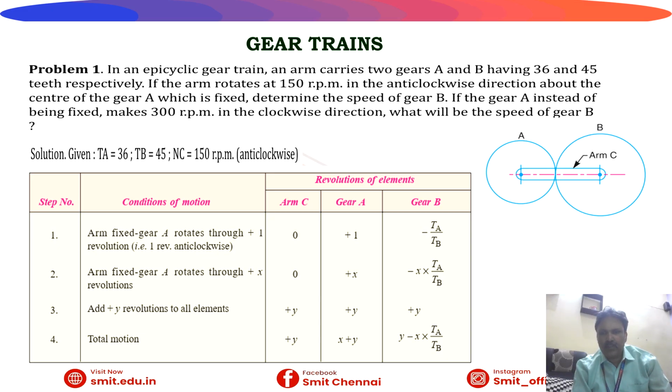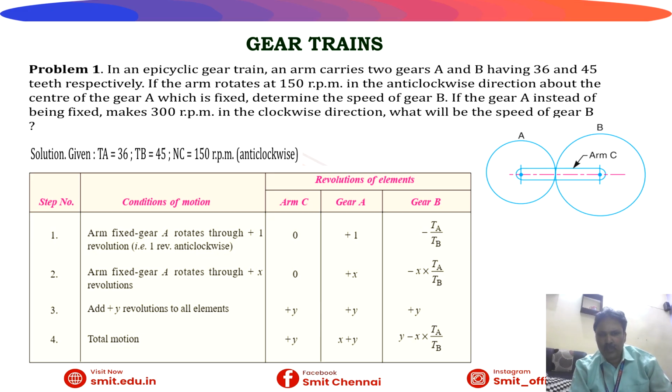The second step: arm fixed, gear A rotates +X revolutions. We give a variable, some X, not a number. That's why the arm is 0. Instead of +1, you put +X. Why is it minus X? Because -1 is already there, multiplying with X we get -X TA by TB. The third step: we add +Y revolutions to all elements, whatever they may be. We put +Y in all the rows, that is +Y, +Y, +Y.